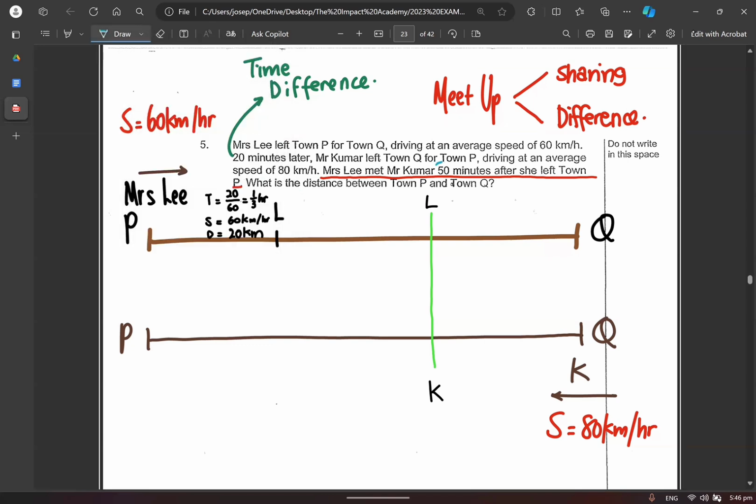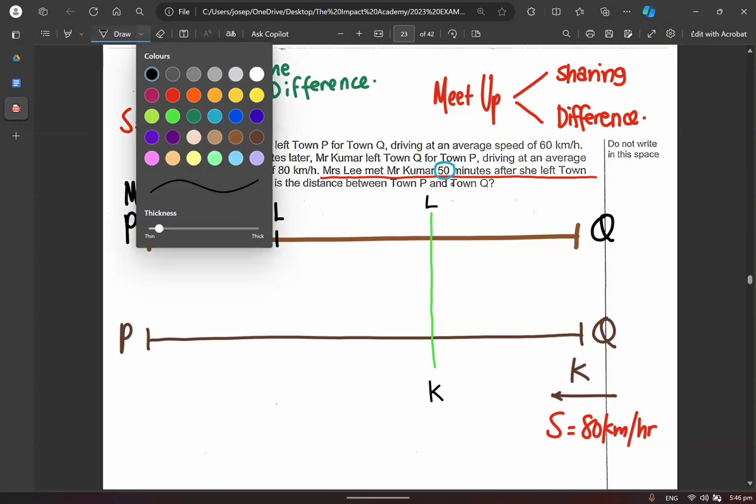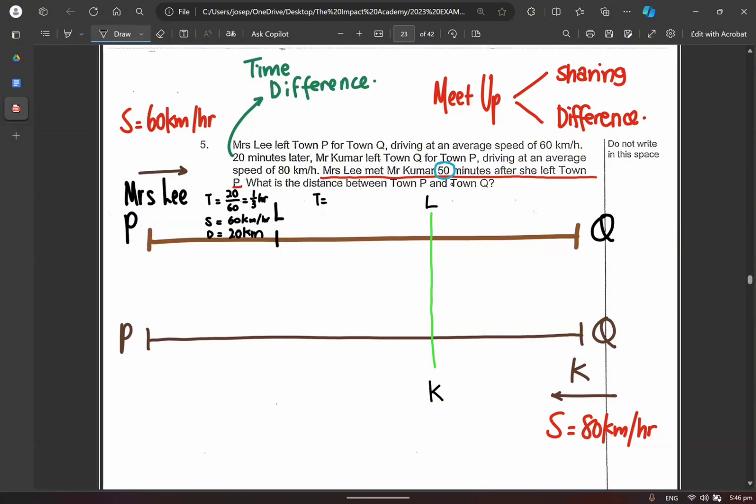What do they say? They say 50 minutes. So that means the time over here is what? 30 over 60, half an hour. Am I making sense or not making sense? But how do you know half an hour?